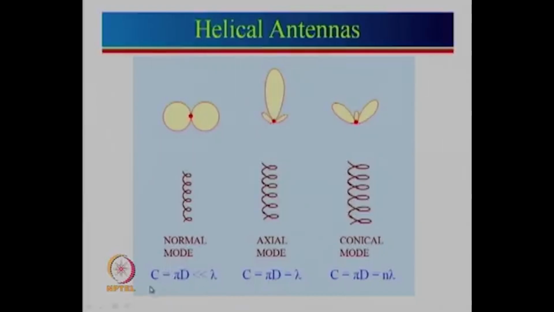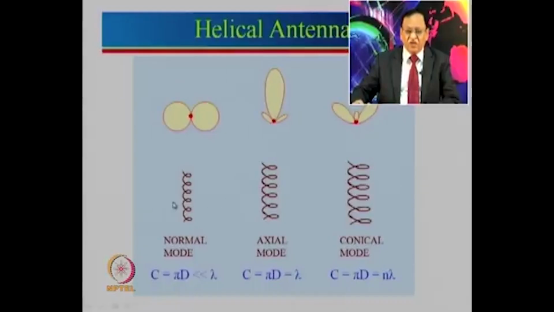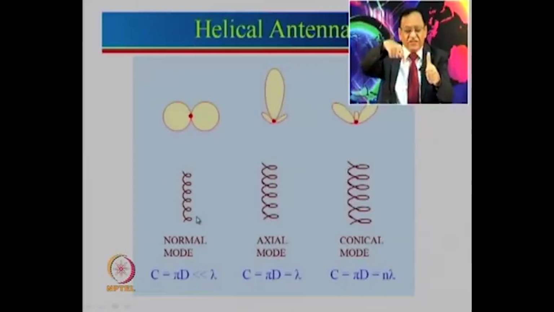For normal mode, circumference, which is equal to pi d, where d is the diameter, if that is much less than lambda, then it will radiate normal to this helical axis. That is why it is called normal mode. This is very similar to a dipole antenna or a monopole antenna, where the radiation is maximum in this direction. So instead of having a large monopole antenna, that antenna is made compact, and the height is reduced.